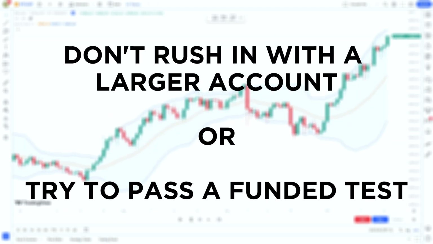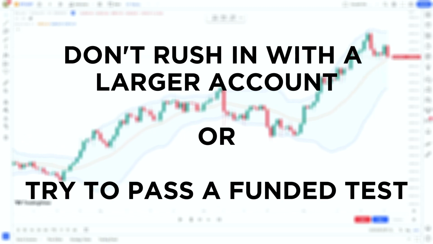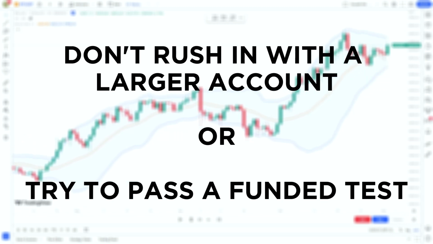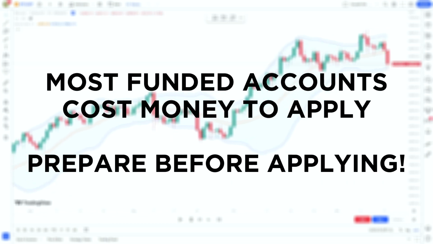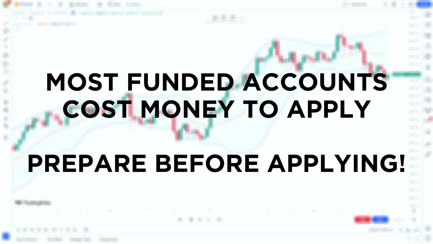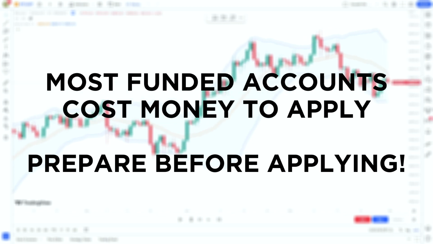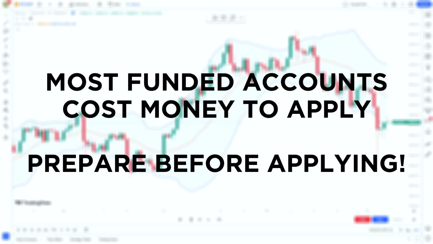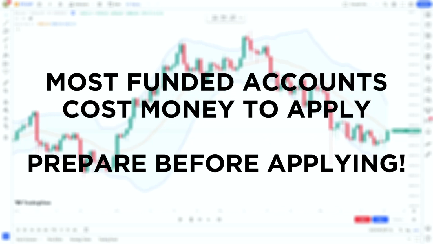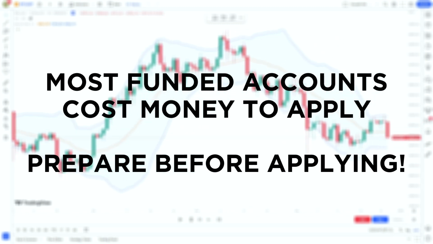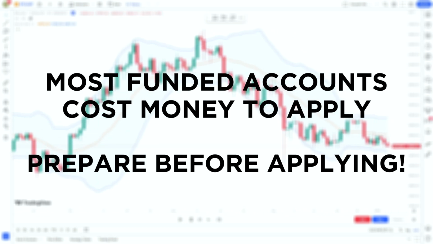So another basic area that I see traders struggle with is jumping in with large accounts or trying funded tests too early. Now, we all want to make money, that's one of the core reasons why pretty much every trader begins, but you want to take your time with this. And I know that sounds obvious, but funded tests aren't free most of the time, and we should treat them as an investment. We should take care to prepare for them properly.